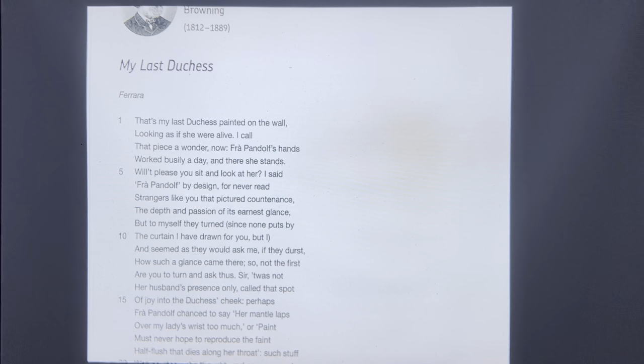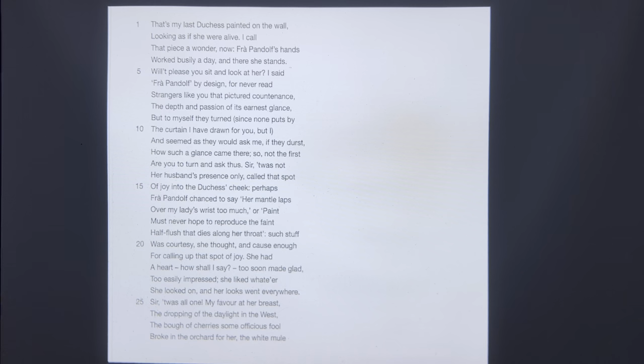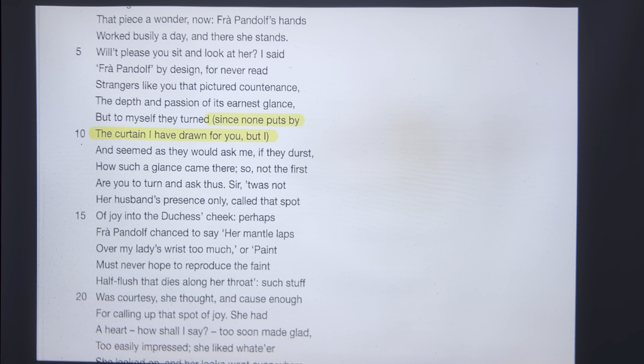And then essentially, guys, to cut a long story short, he thinks his wife's been having an affair, and it seems that he's either got her killed, or he killed her himself, or something happened to her, and she's no longer with us. Now, there are a few quotes, guys, that I like to look at. I want you guys to look at this quote here. Since none puts by the curtain, I have drawn for you, but I.